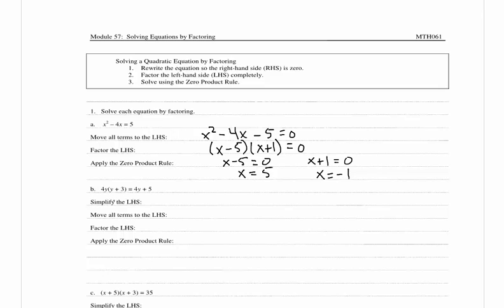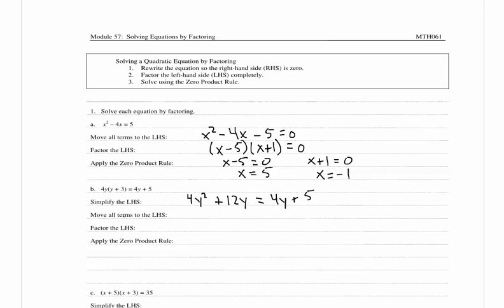In B, we have 4y times y plus 3 is equal to 4y plus 5. And the first thing they want us to do is simplify the left-hand side. And we're going to simplify the left-hand side by distributing the 4y through the parentheses. So we get 4y times y is 4y squared. And 4y times 3 is equal to 12y. And that's equal to 4y plus 5.